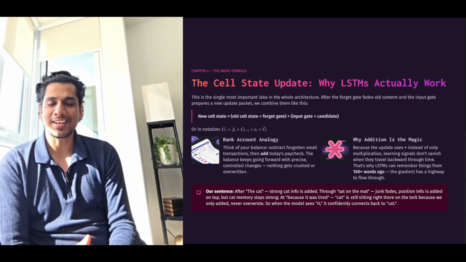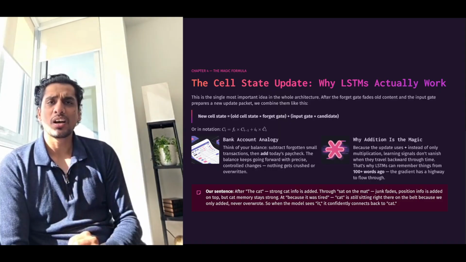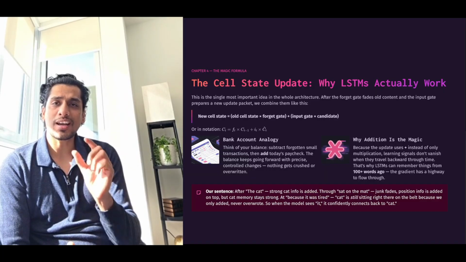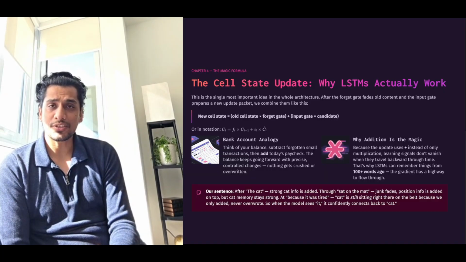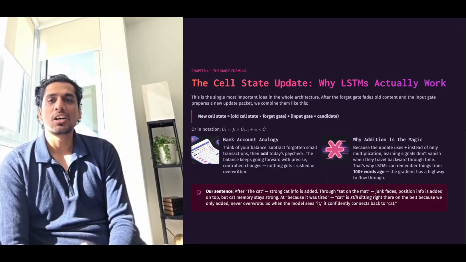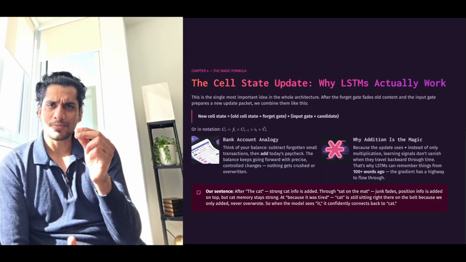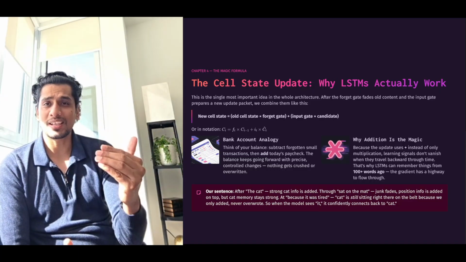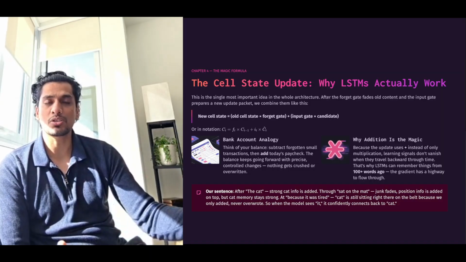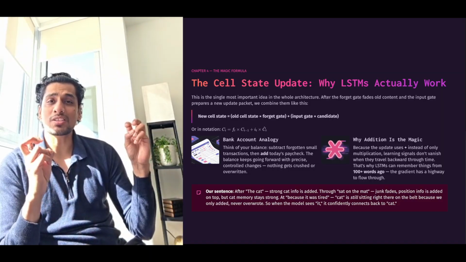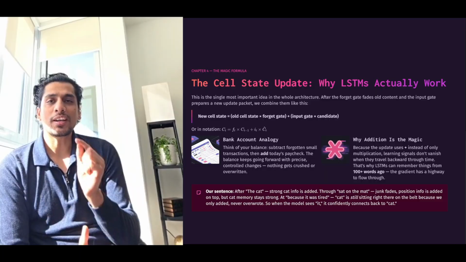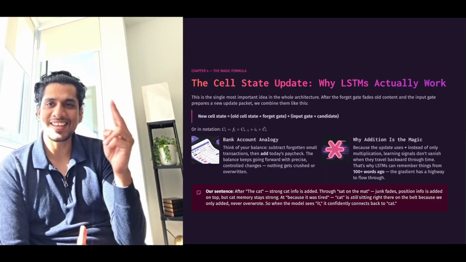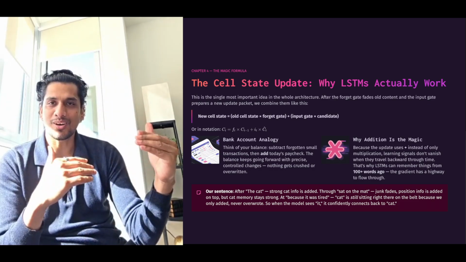Back to our sentence as I promised. So after the cat, the cell state has strong cat info added. After sat on the mat, forget fades tiny junk, then we add position info on top. Cat memory is still strong, now in fact richer. At because it was tired, the forget gate keeps the cat word protected. Input adds linking tired info on top.